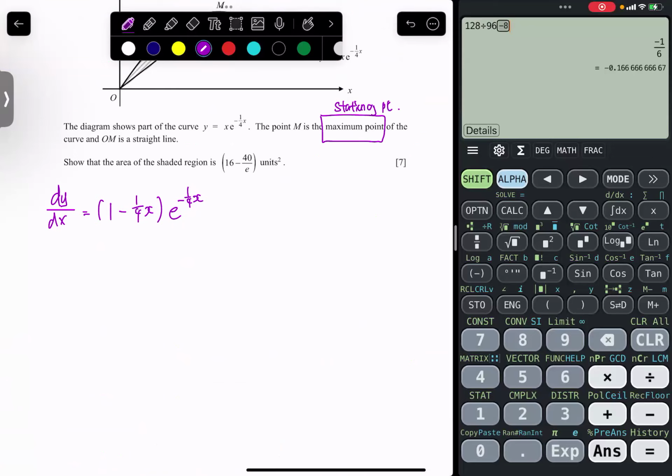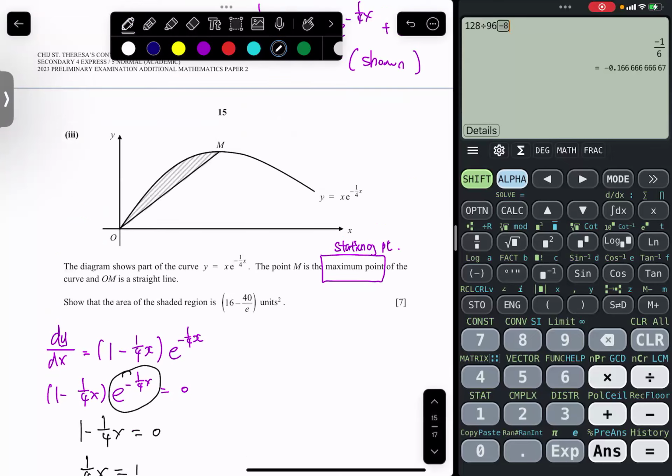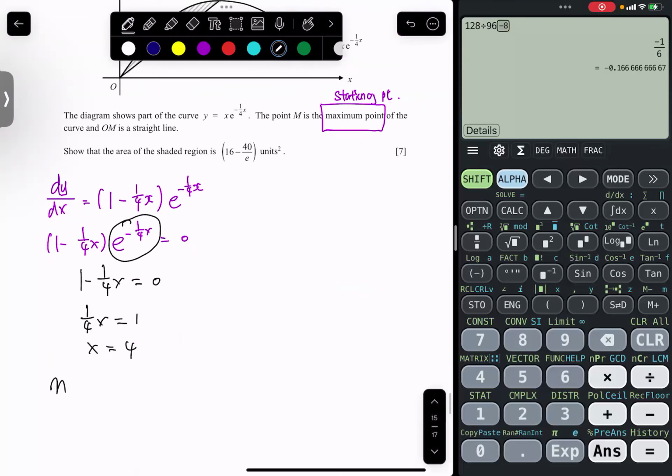So dy/dx equals 0, so (1 minus 1/4 x) e^(-1/4 x) equals 0. Because we know that e^(-1/4 x) cannot equal 0, 1 minus 1/4 x must equal 0. So 1/4 x equals 1, x equals 4. Meaning M is the point with x equal to 4.